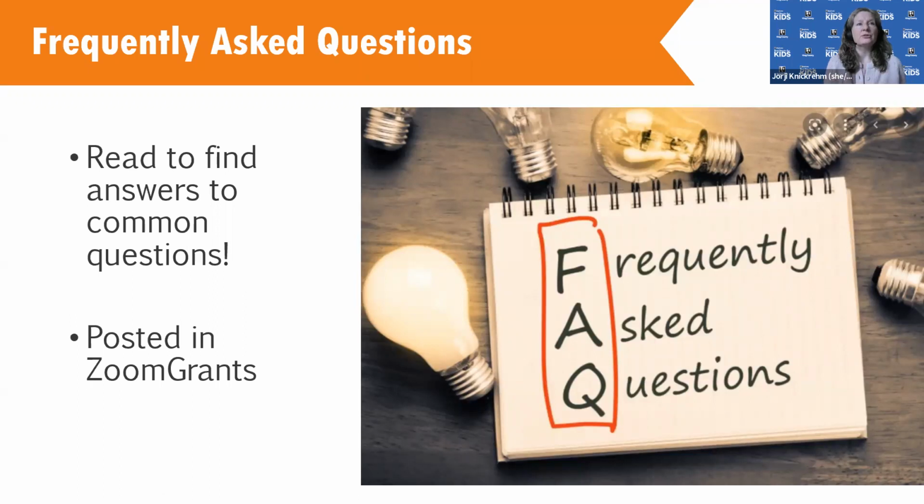So program managers create an FAQ document, and then they post it in Zoom grants after they've gathered a number of questions. They'll gather the questions, answer them on paper, and then they'll publish the FAQ in the Zoom grants library, it's called. So for that opportunity, you'll go to the opportunity in Zoom grants, and in the library, you'll see the RFP document, and then you'll usually see the FAQ document as well, listed in the library.